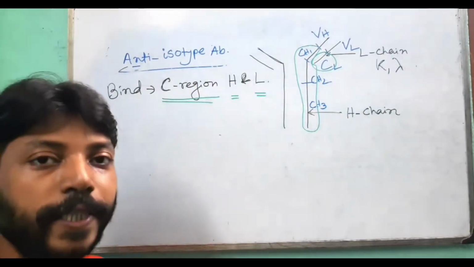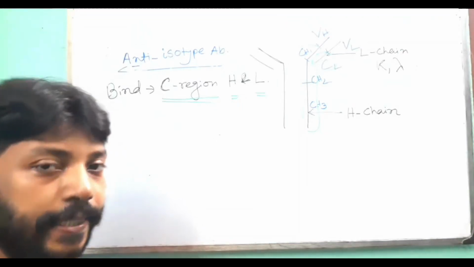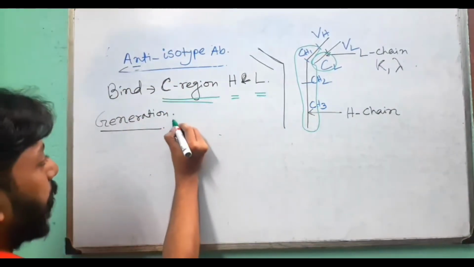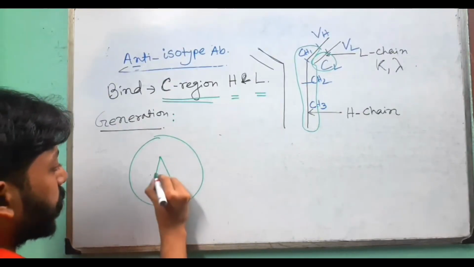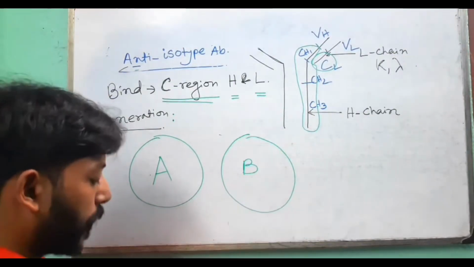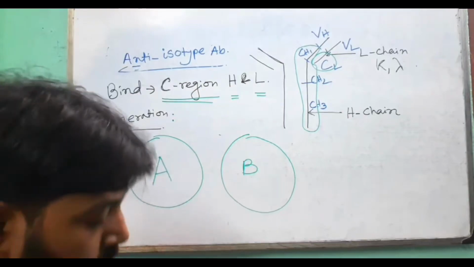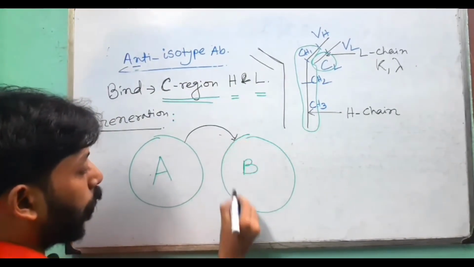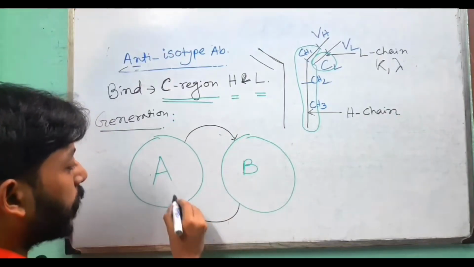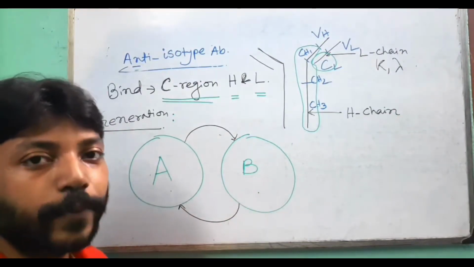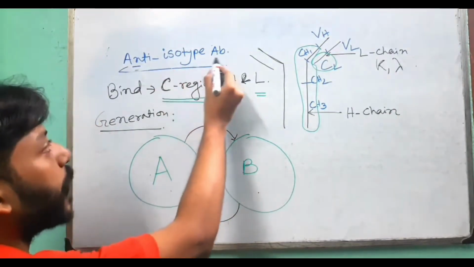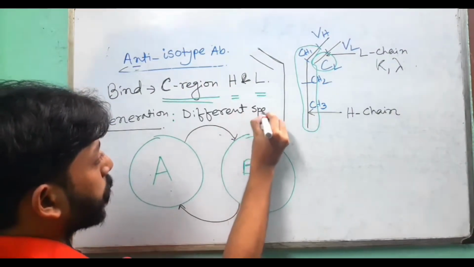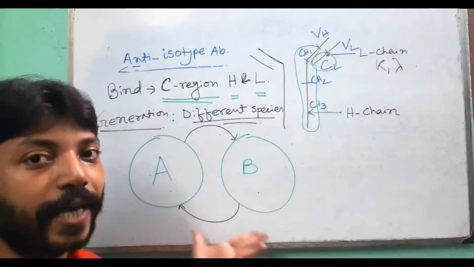Next is how this anti-isotype antibody is generated. Where from is this antibody generated? The answer is, if there are 2 species like A and B, and if I transfer antibody from species A to B or species B to A, these 2 species will develop anti-isotype antibody. Different species, you have to remember. So this is all about anti-isotype antibody.